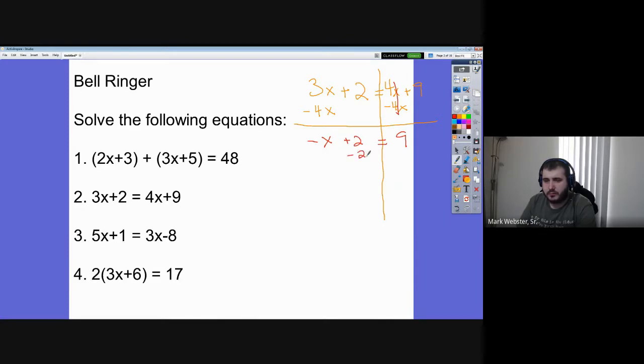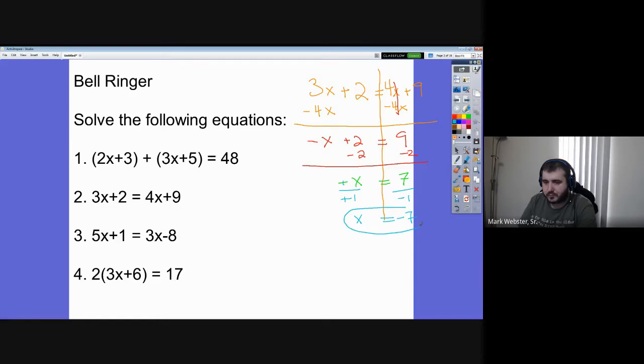So I'm going to subtract 2. And that'll get me 9 minus 2 is 7. I've got negative x equals 7. x is not by itself yet, so I've got to divide both sides by negative 1 to get x by itself, because that negative sign has to go away. Divide by a negative so that we can make it positive. 7 divided by negative 1 is negative 7.